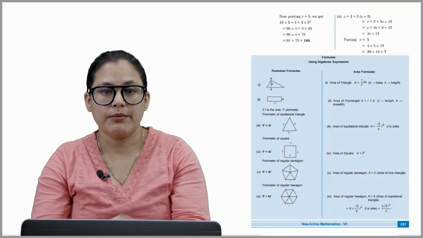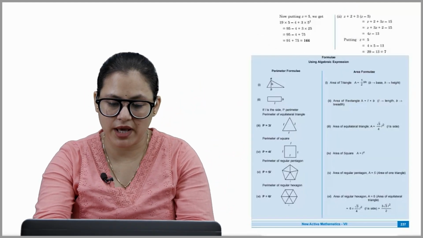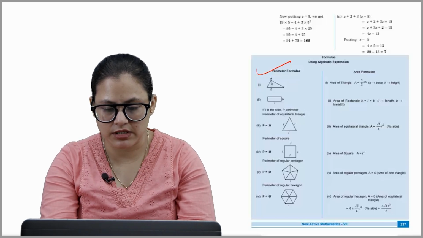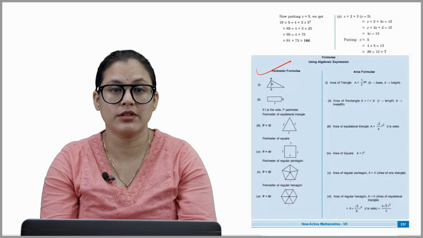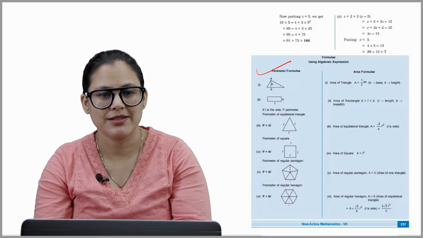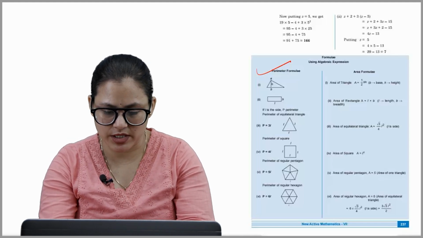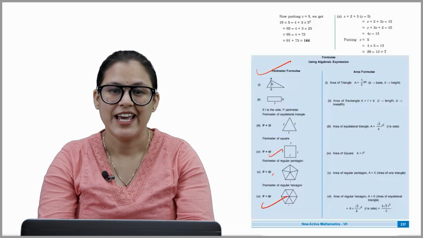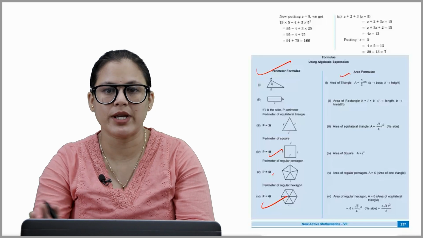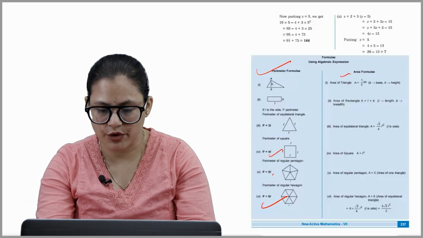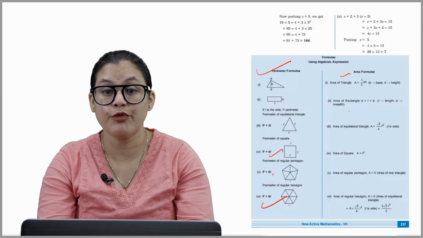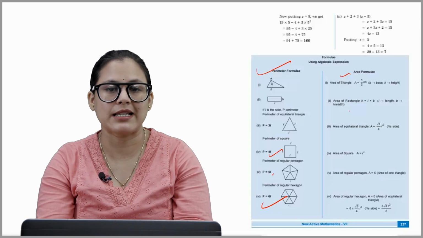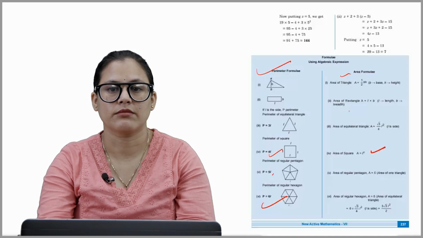See, formulas using algebraic expressions. These are the perimeter formulas. Okay, if L is the side, the perimeter of an equilateral triangle is 3L, because an equilateral triangle has 3 equal sides. Perimeter of a square is 4L, perimeter of a pentagon which has 5 sides is 5L, and perimeter of a hexagon is 6L. And area of a triangle is half into base into height. Area of a rectangle is length into breadth, and area of an equilateral triangle is root 3 by 2 L square, L is the side. Area of a square is L square.